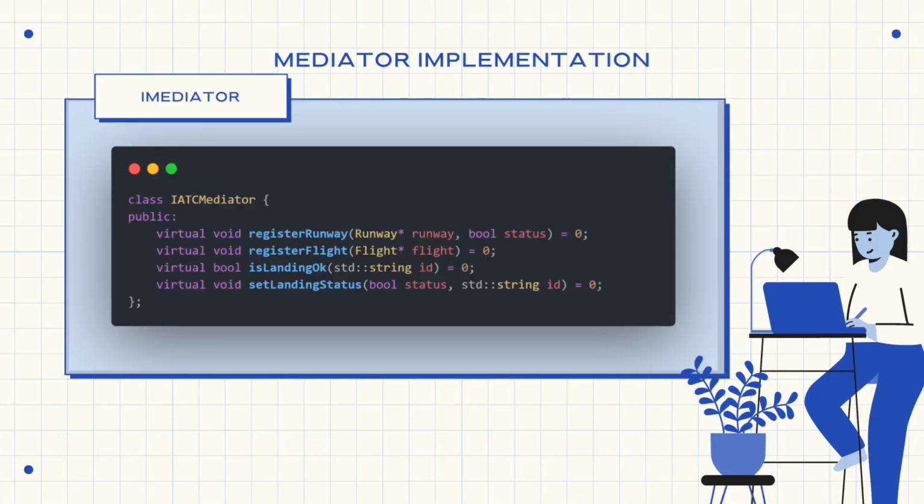So let's take a closer look at the mediator interface. There are two functions, isLandingOK and setLandingStatus, which act as the notify function in the general class diagram.